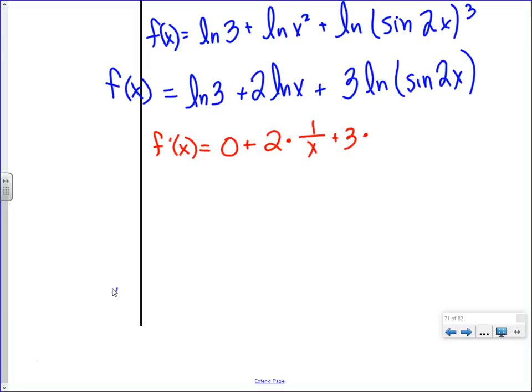Derivative of ln of u. 1 over u times, okay, we still have a little bit of chain stuff, right? Peel off the ln. Who's next? Sine. Whose derivative? Cosine. Rewrite. Times, peel off the ln, got 1. Peel off the sine, got 1. Now what?